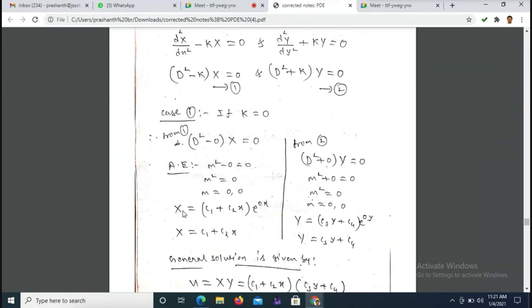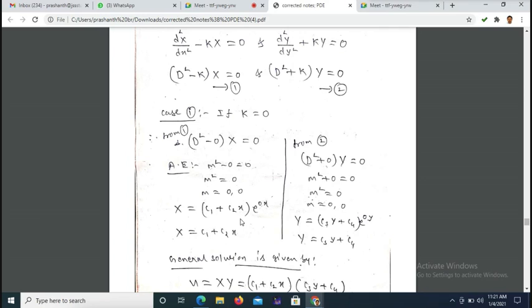You know x outside. So x is equal to c1 plus c2 x e power 0. Roots are repeated and real. So c1 plus c2 x into e power 0x, that is x is equal to c1 plus c2 x. Similarly, for equation 2, if you take k value 0, m square plus 0 is 0, m square is 0, m value is 0, 0 there.